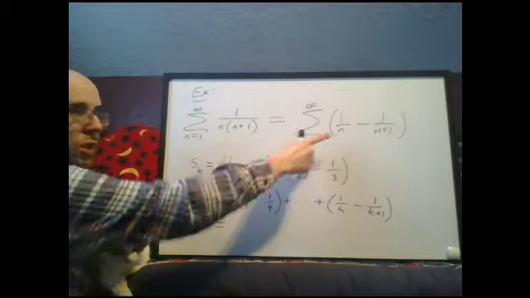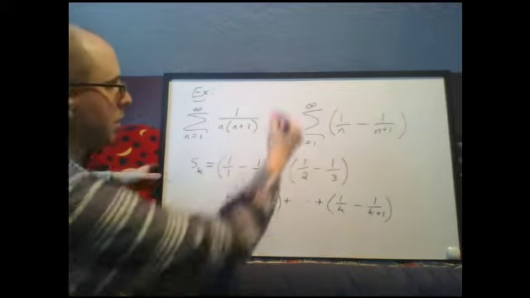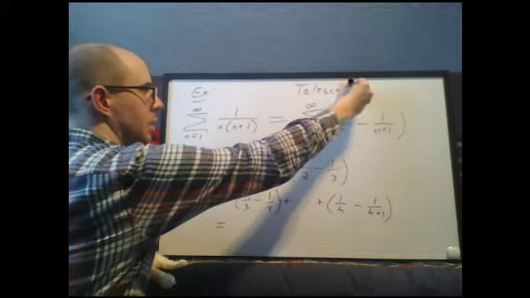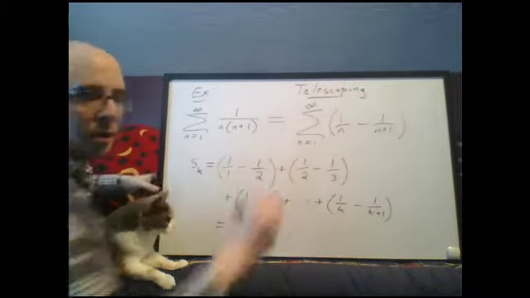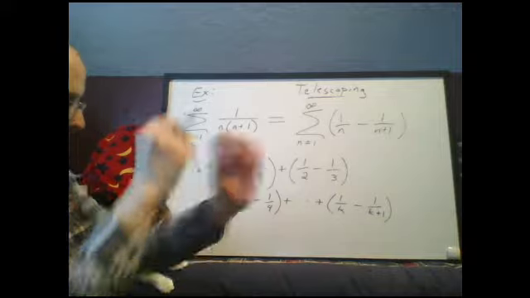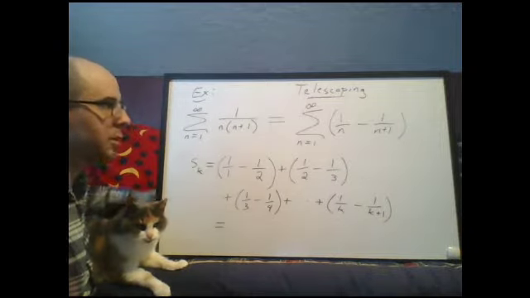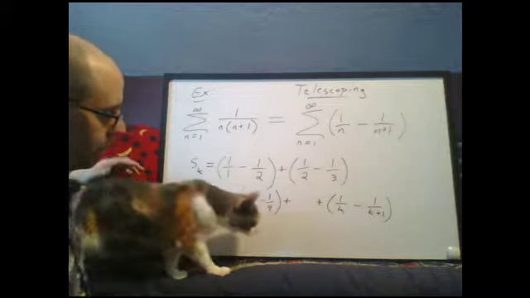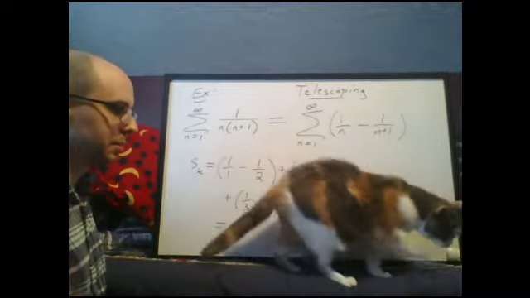This is what's called a telescoping series. Like the old-time spyglasses on a pirate ship. You can collapse it, and all the middle parts collapse on each other.